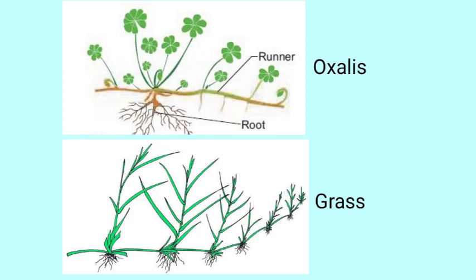Let's see the diagrammatic representation of runners in oxalis and grasses. In both plants, the nodal regions produce adventitious roots into the soil, and on the upper side they contain leaves. Each unit is called a runner. Whenever this runner detaches from the original or source or mother plant, it can survive as a new individual plant, which is called vegetative propagation or vegetative reproduction.